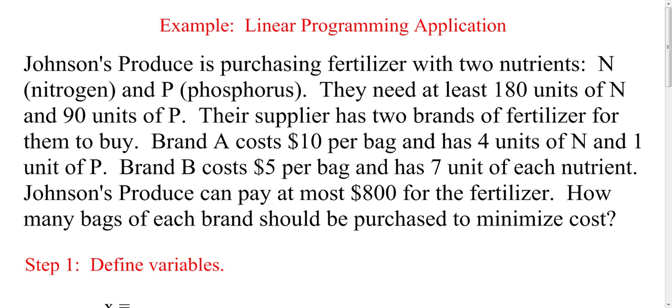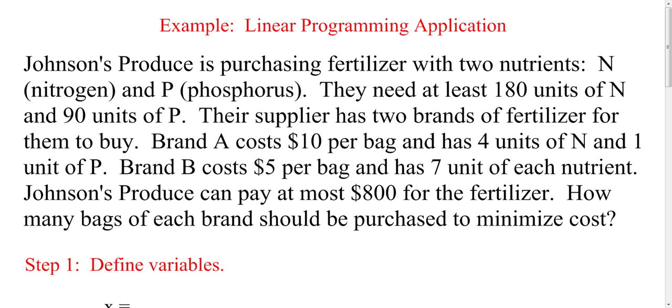We are talking about Johnson's Produce, who's purchasing fertilizer with 2 nutrients, nitrogen and phosphorus. They have to have at least 180 units of nitrogen and 90 units of phosphorus. Their supplier has 2 brands of fertilizer for them to buy. Brand A is $10 a bag and has 4 units of nitrogen and 1 unit of phosphorus.